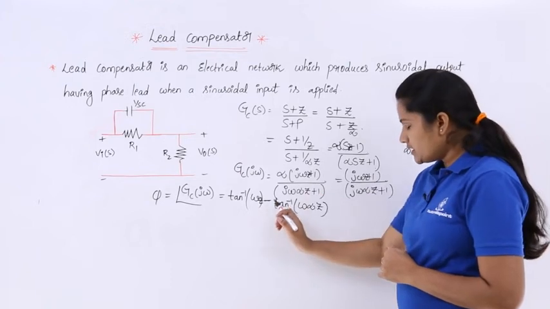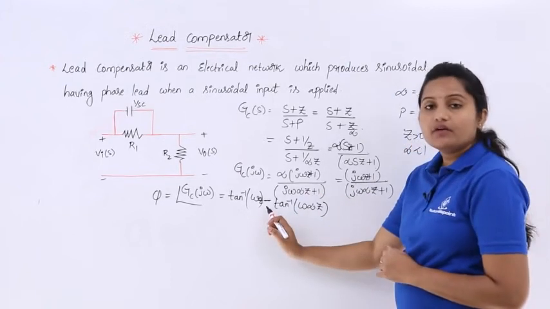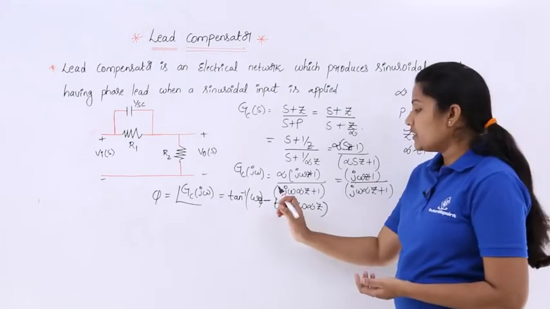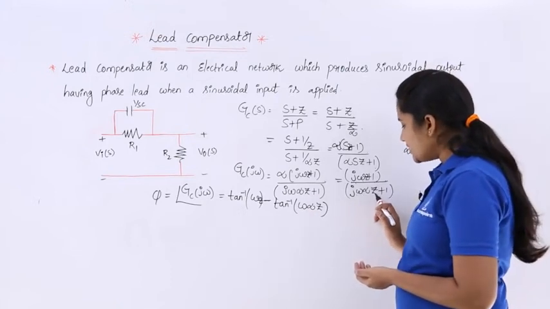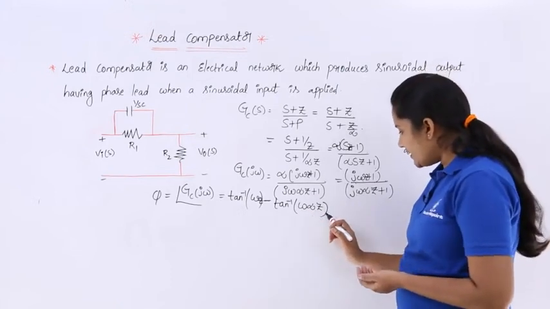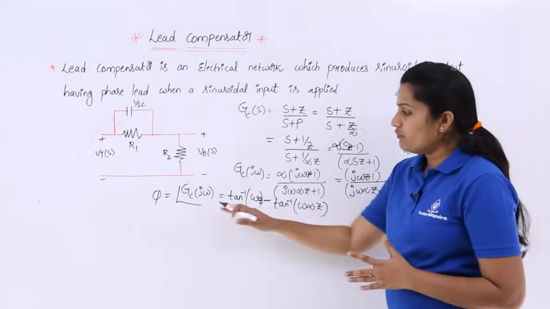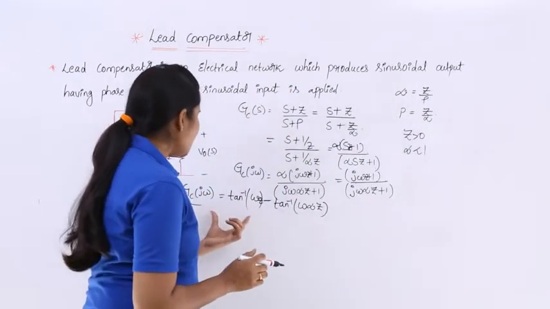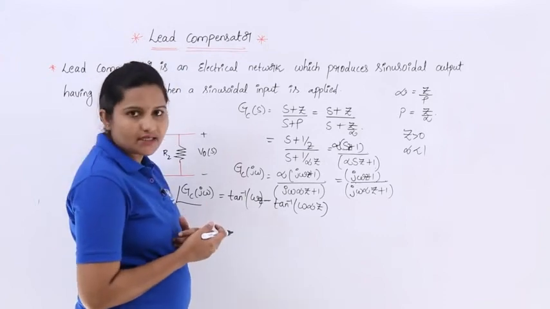Minus. Why I am writing this minus: it is for the remaining term in the denominator. Whenever you are writing phase, when the term is in the denominator, then you need to consider minus. Minus tan inverse, again the j coefficient is omega alpha z divided by the real term, which is 1. So no need to write that one. So we got this phase angle. So this is the phase angle: tan inverse omega z minus tan inverse omega alpha z.